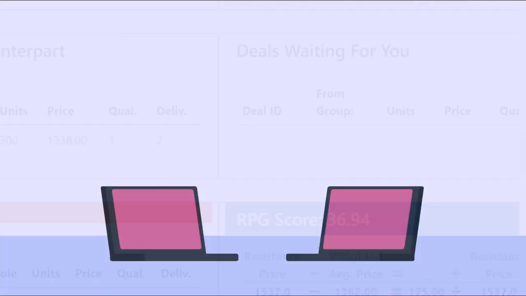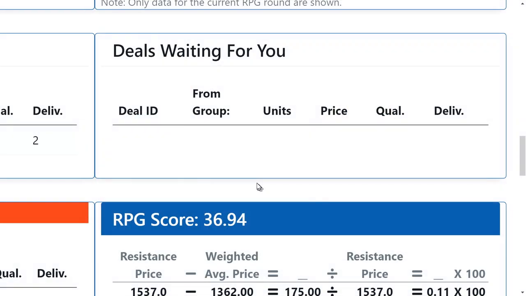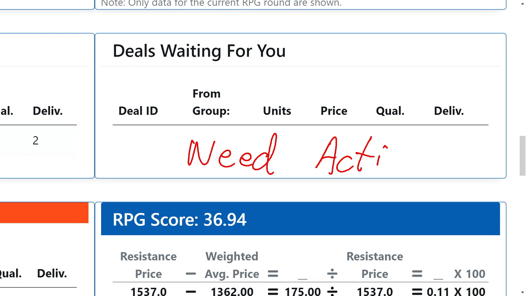If someone sends us a deal and we're waiting to respond, here we have a section called Deals Waiting for You. That is my group. My group needs to do something. We need to take action. So let me make a note here: need action. Something needs to be done here. Now, right now, there's nothing to act on because we're empty. We have no deals here waiting for us.